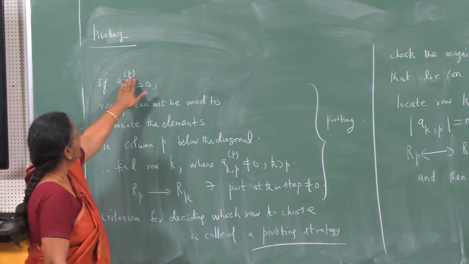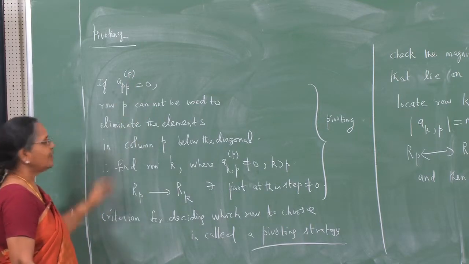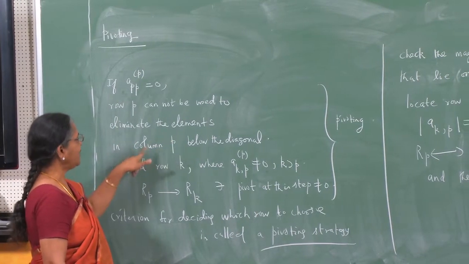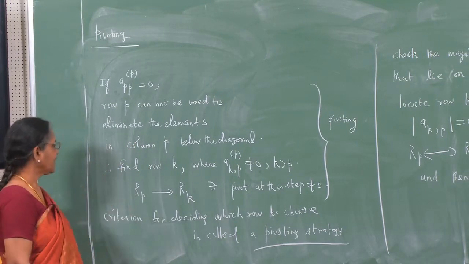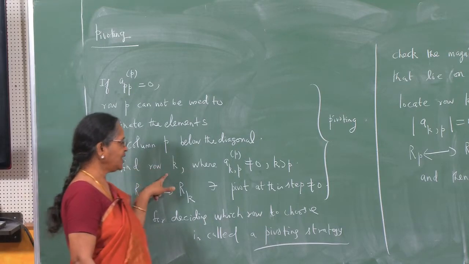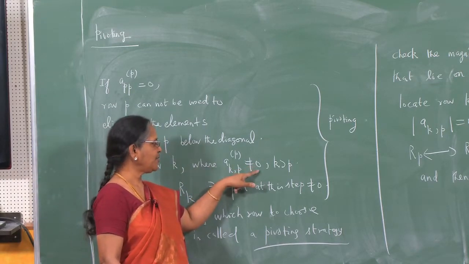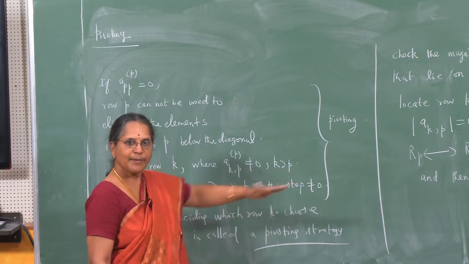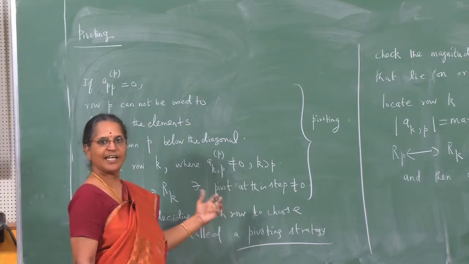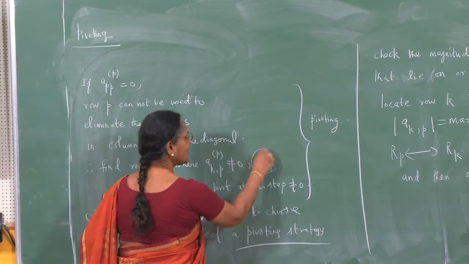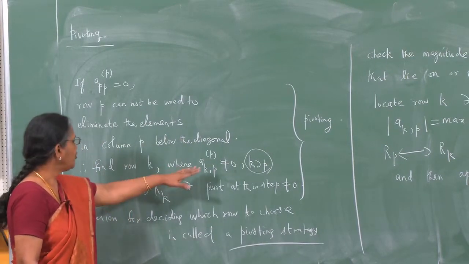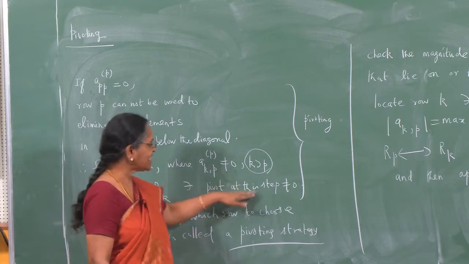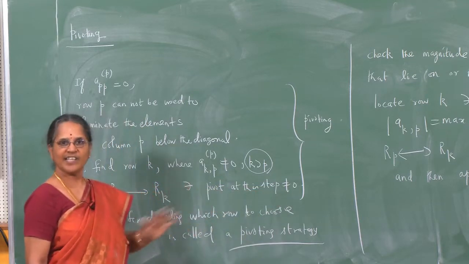So, let us just go through this, that will explain what I had indicated now. So, if APP turns out to be 0 at the pth step, row p cannot be used as a pivotal row, so that you can eliminate the elements in column p below the diagonal, and therefore, you have to find a row k in which AKP is different from 0 for k greater than p. So, you have to look at only rows which lie below that row, which is the pivotal row for that step in which the pivot turned out to be 0. So, you look for rows k which are bigger than p, and what do you have to do? You have to interchange row p with row k in such a way that the pivot at this step is different from 0 after the exchange is done.